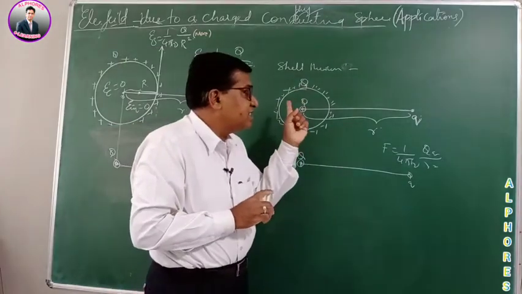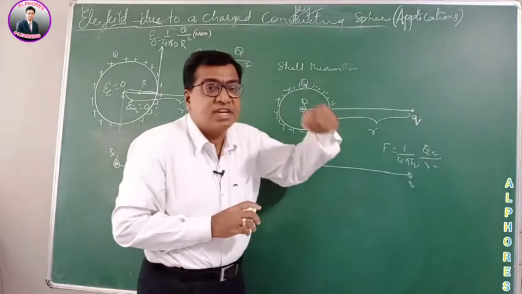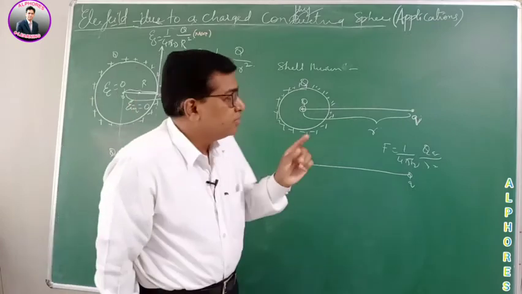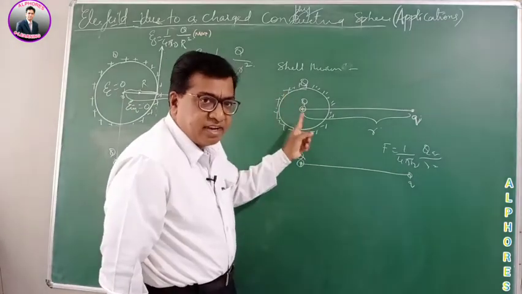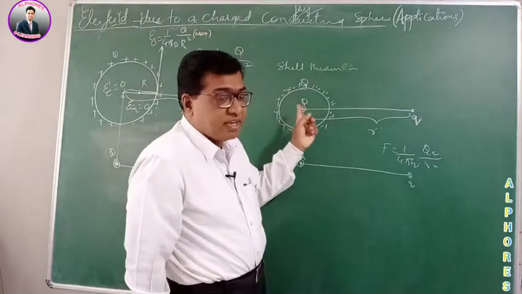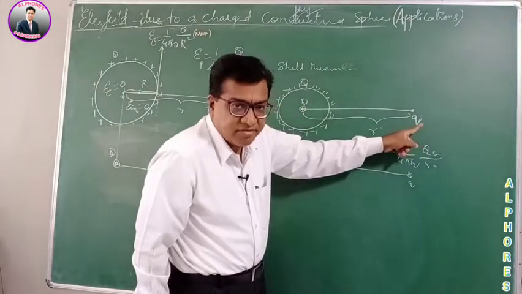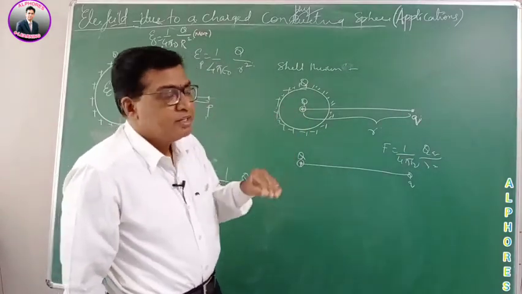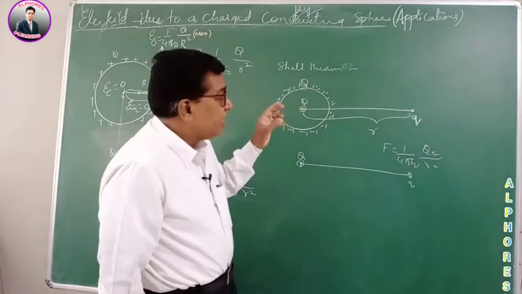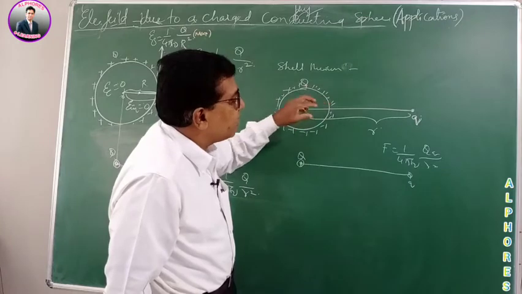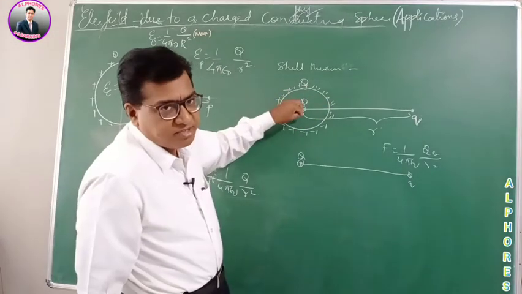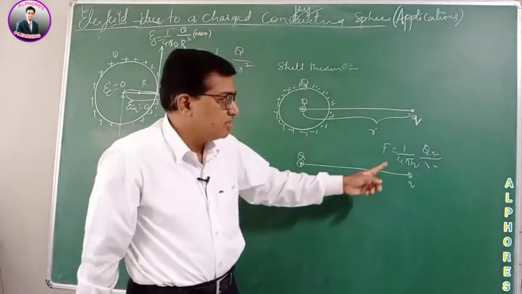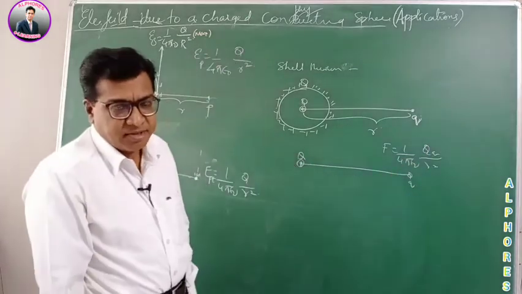So when a conducting charged sphere interacts with a point charge outside its surface, without any change in its charge distribution, then it behaves like a point charge. It behaves as if all the charge on the surface is concentrated at its center, called the center of charge. Then we can simply apply Coulomb's law, the force between 2 point charges, 1 by 4 pi epsilon naught q1 q2 by r square.